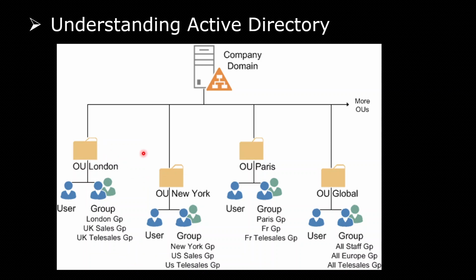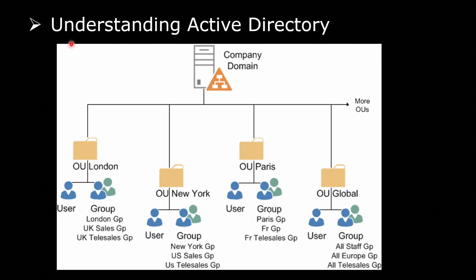So let's say this company abc.com has multiple branches in multiple cities. So let's say there is one branch in London, another branch in New York, another branch in Paris, and there is a global branch or global division. So in the London division, they have users, which are employees, and they have groups. First is the London group, then there is the UK sales group, and then there is the UK telesales group.